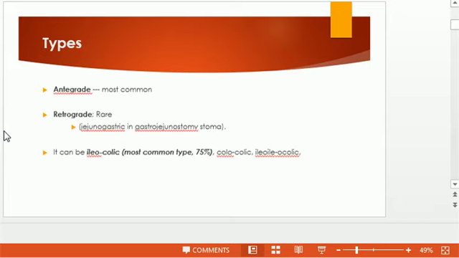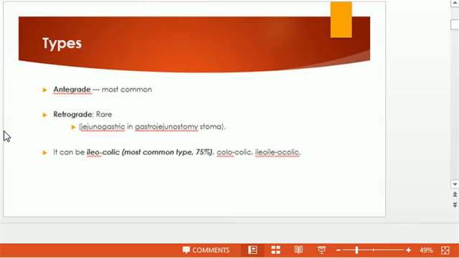Then if we talk about the types, it may be antegrade or it can be retrograde. Antegrade means the proximal intestine invaginating into the distal intestine. And retrograde is rare. One example of retrograde is the jejunogastric intussusception in gastrojejunostomy. So when gastrojejunostomy has been done, the jejunum then invaginates into the stomach through this gastrojejunostomy communication, the stoma. So this is one variety which is rare, retrograde.